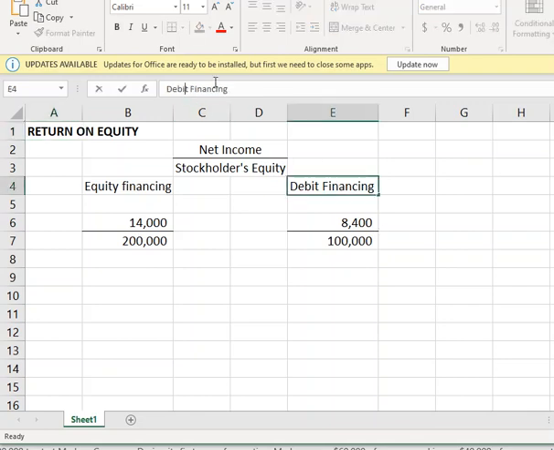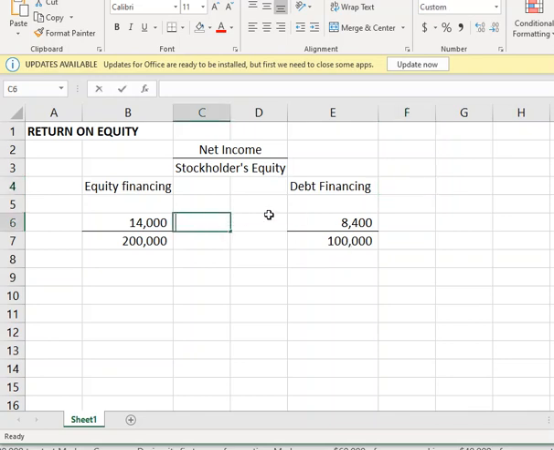While under debt financing, which I spelled wrong, debt financing, we've got $8,400 of net income divided by only $100,000 of stockholders' equity, because the other $100,000 is debt financing instead of equity financing. So what does that work out to? Which one's better? Well, if we do the math, if we're dividing these numbers, here we've got a 7% return on equity. What do you think it's going to be under debt financing? It's 8.4%, of course.